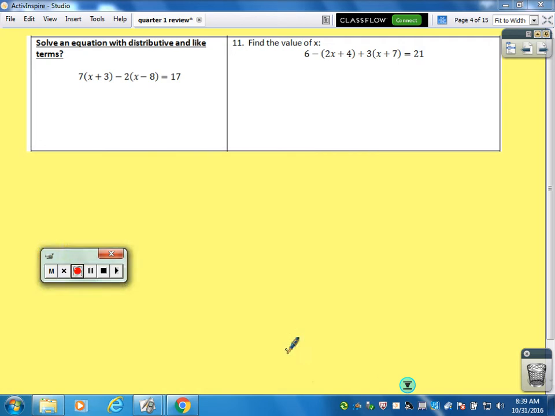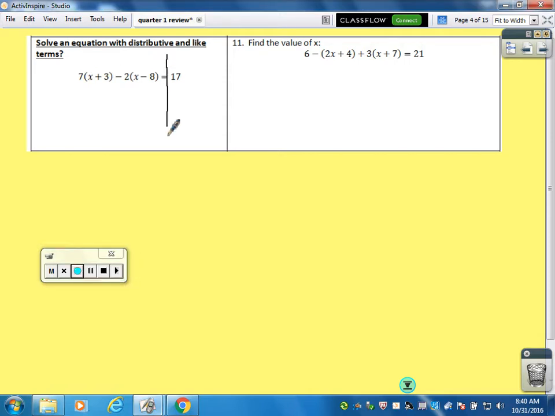So this one is part 3 of your quarter 1 study guide. We are solving equations now, and I said distributive and like terms. So when I see this equation over here, I see two sets of parentheses, so I know I'm going to have to distribute out those numbers. So we need to multiply by the outside numbers.